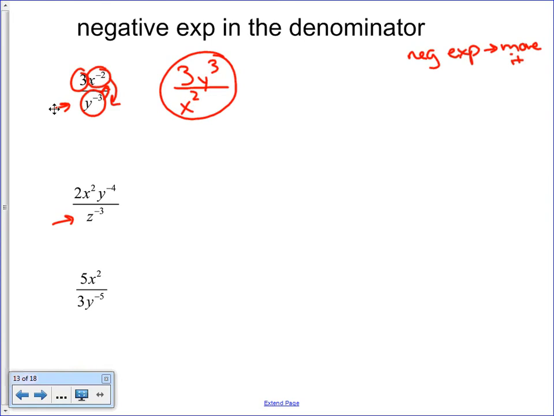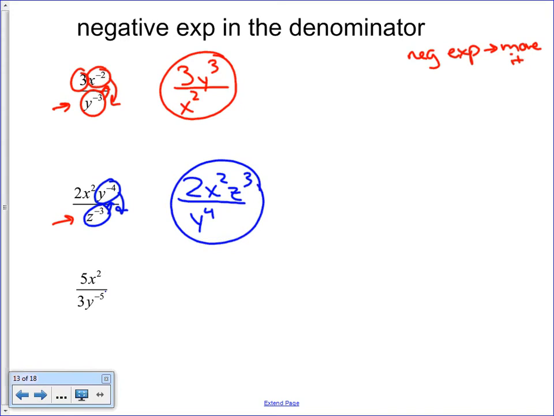Next example, identify what has a negative exponent. I have a y to the negative fourth. I have a z to the negative third. Those are going to be the only two that we're going to move to the opposite side of the fraction. So that 2 and that x to the second will stay. The z will become z to the third on top with a positive exponent. And y to the positive fourth will be on the bottom.